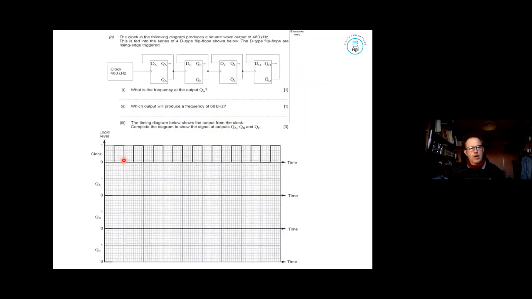Now, this is the classic where you can chain together D-type flip-flops to make a binary counter. So you've got the clock coming in. It's got a high frequency of 480 kilohertz. You'll notice what you've got here. This is called a ripple counter because one D-type feeds into the clock of another one. So it's a ripple.